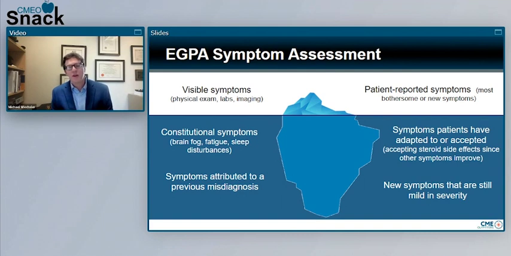Jen, tell us a little bit about your experience with some of these more subtle symptoms and some of these constitutional symptoms, if you will.